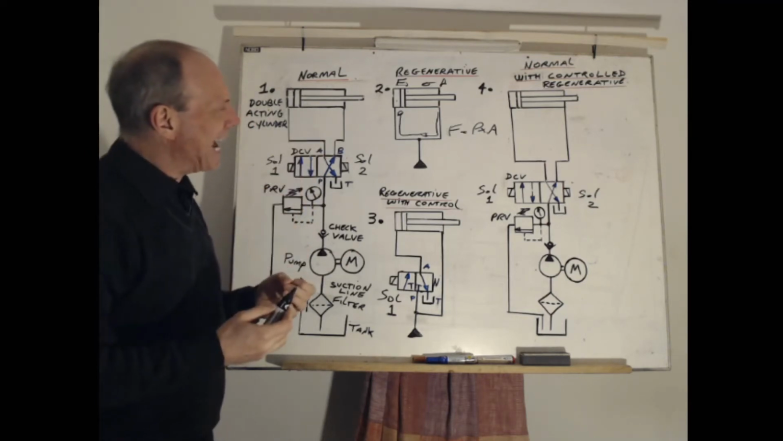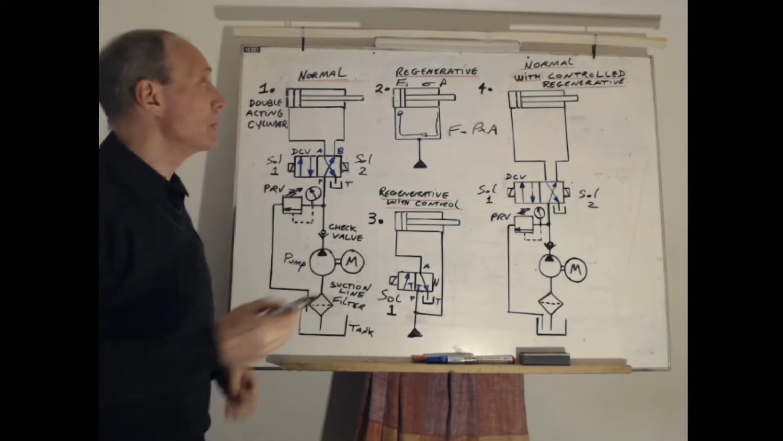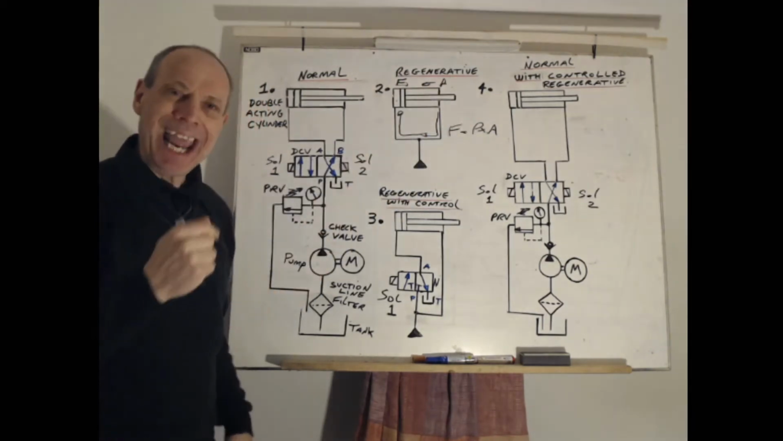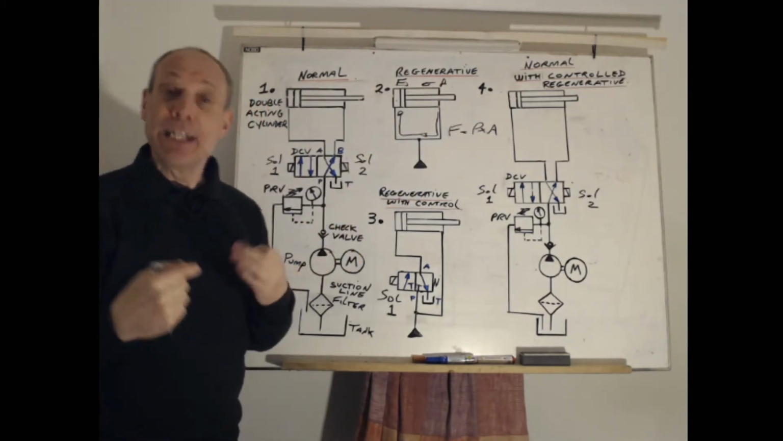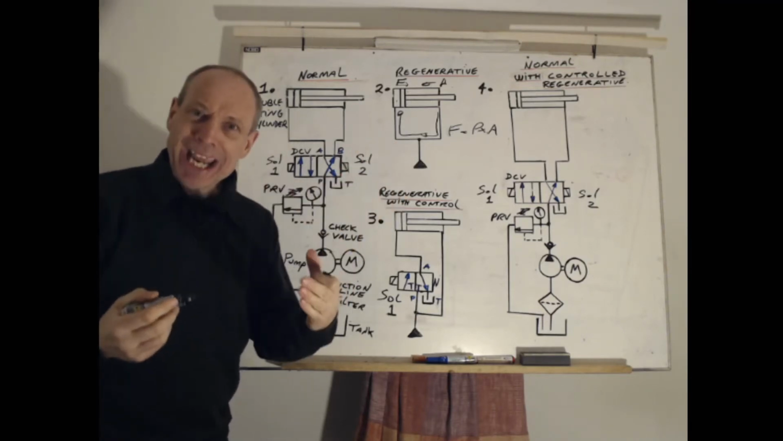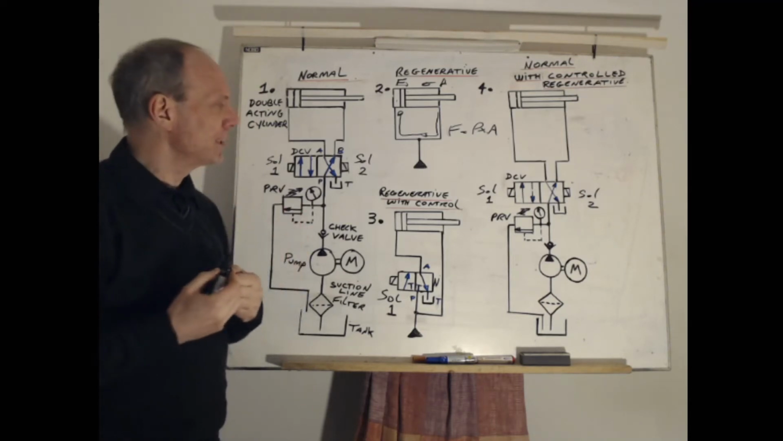Now that's okay because the speed is of great benefit, but you have lost force because you've always got a smaller force pushing it backwards. So the technique would be maybe to use the regenerative up to the forward stroke and then change to the normal operation to go back to the maximum force.